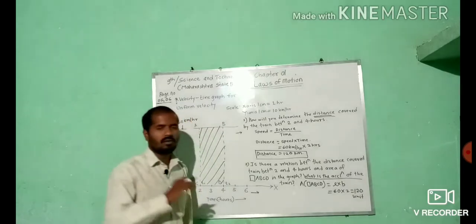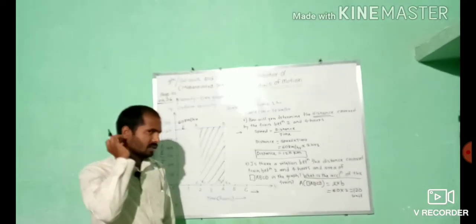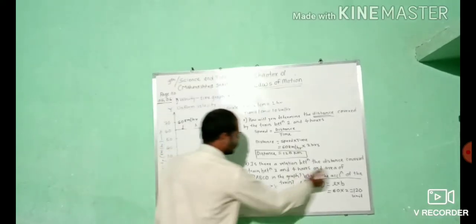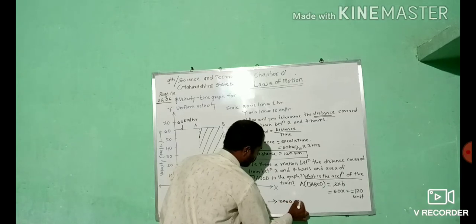So as there is no change in velocity, what is the type of acceleration? That is zero acceleration. So what is the acceleration here? 0.